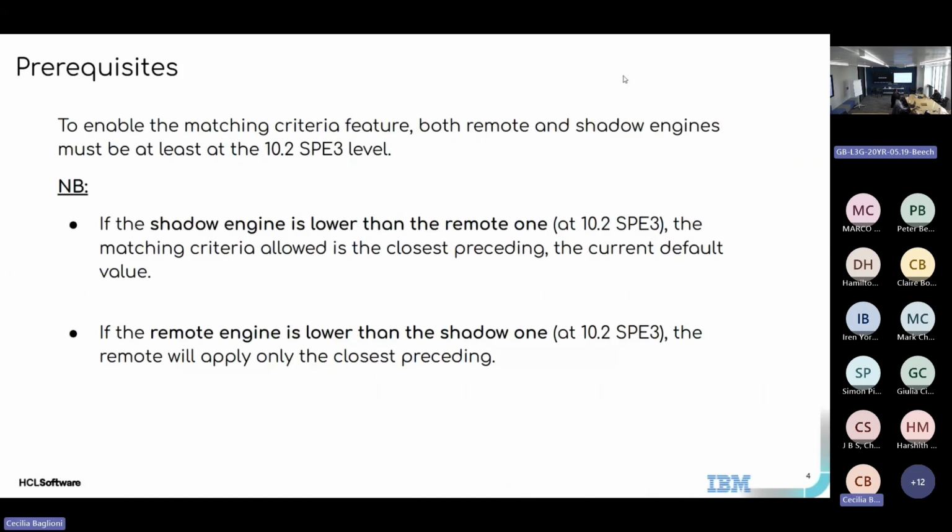To enable the feature, you need the latest version of the Z controller both on the remote engine and on the shadow engine. Remote and shadow must be at the latest level, that is 10.2 SPE3. If the shadow engine is lower than the remote one, only one matching criteria is allowed, and this criteria is the closest preceding. If the remote engine is a lower version than the shadow one, also in this case, the remote will apply all the closest preceding.